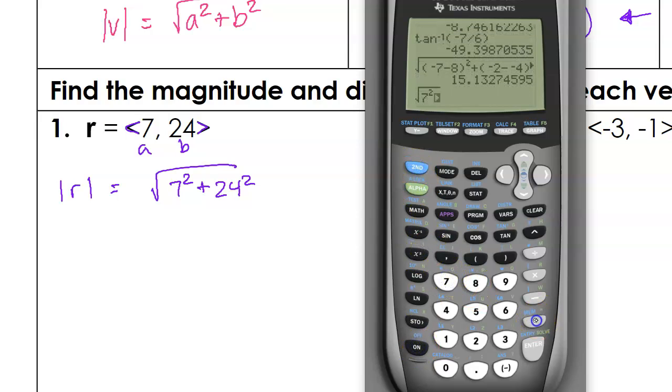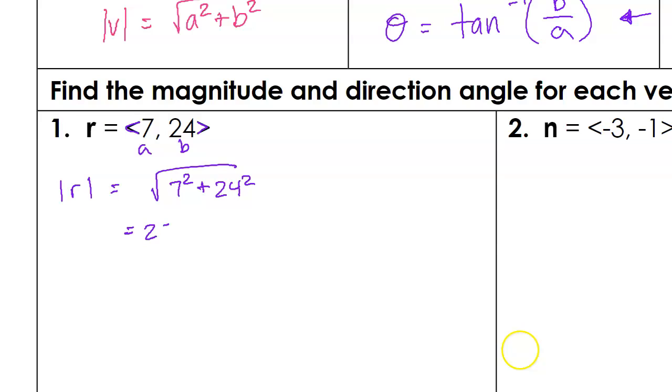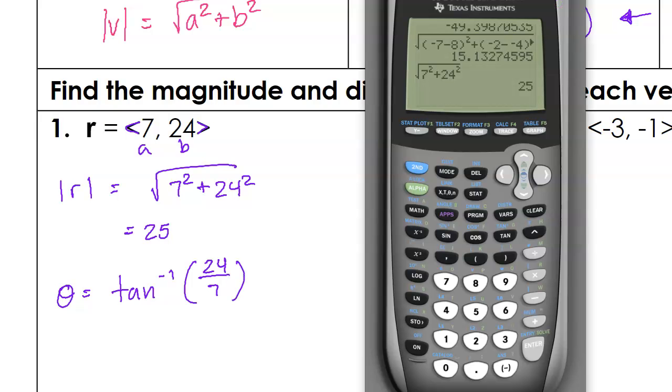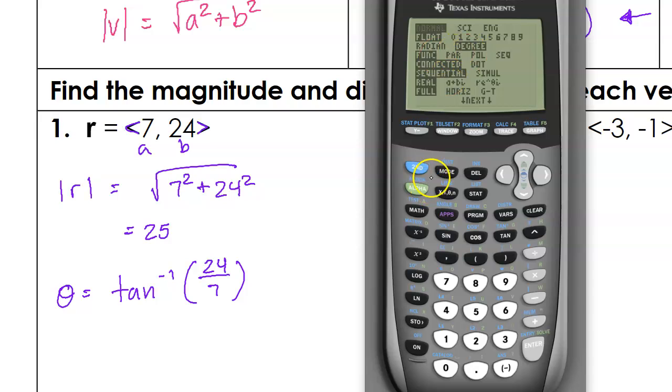7 squared plus 24 squared. Then you get the magnitude, the size, the length of our vector: it is 25 units long. Then for the direction angle, we always use the inverse tangent of our b value, which is 24, over our a value, which is 7. Now, we need to make sure our calculator is in degree mode.